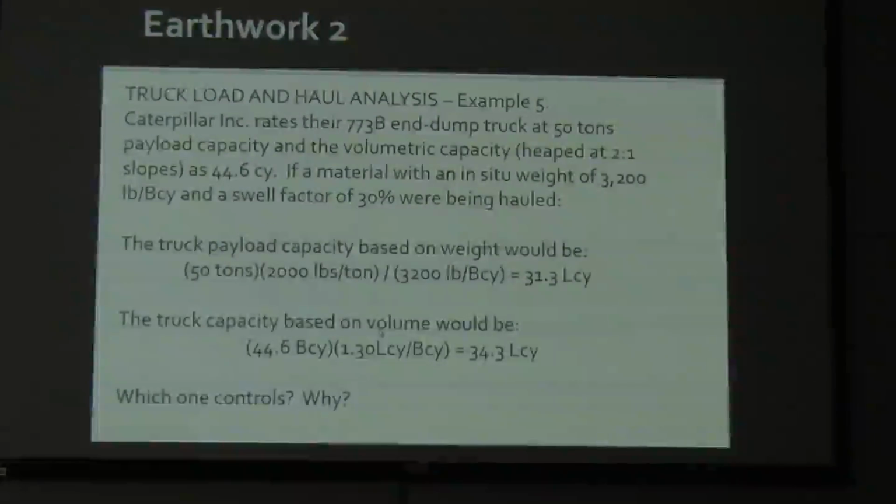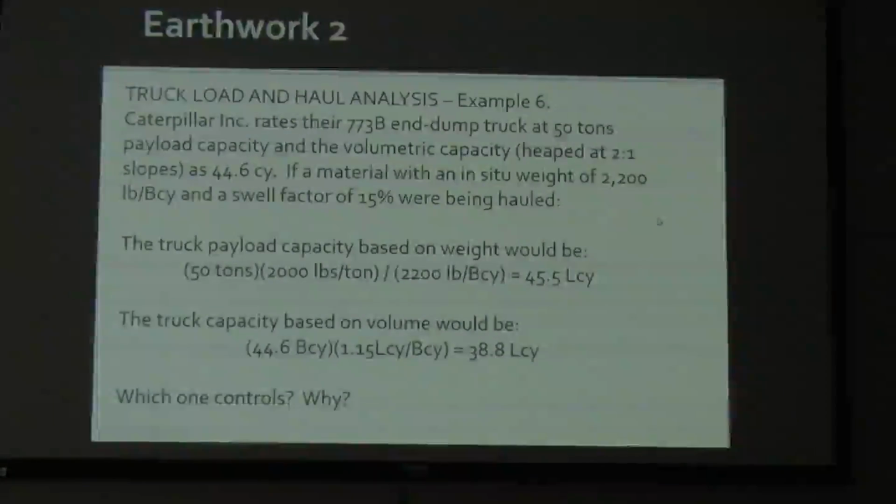The truck capacity based on volume would be 44.6 bank cubic yards times our swell factor of 1.30 loose cubic yards per bank cubic yard, which comes to 34.3 loose cubic yards. Which one controls and why? I'll let you answer that question.